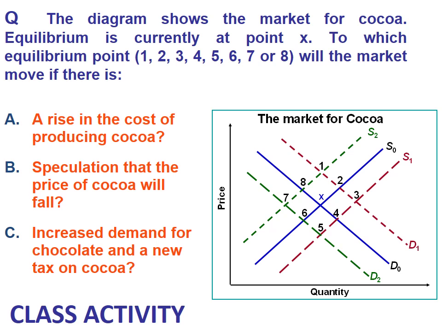All right, so your class activity for this week is to determine what happens to the equilibrium point in this case. So we have our market demand for cocoa. Equilibrium is currently at point X. Okay, so to which equilibrium point, 1, 2, 3, 4, 5, 6, 7, or 8, will the market move if there's a rise in the cost of producing cocoa, speculation that the price of cocoa will fall, increased demand for chocolate, and a new tax on cocoa? So go back to our comparative statics and look at what happens to market equilibrium in this case. And that is your class activity. All right.